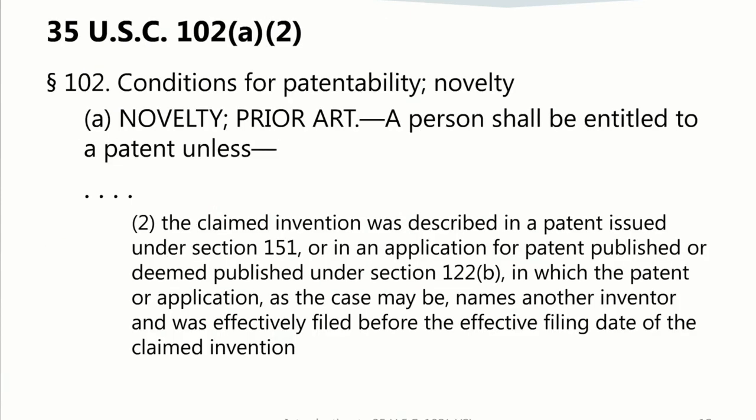Here's the statutory language. Notice that the statute mentions 3 kinds of documents that may be prior art under 102(a)(2). 1. A patent issued under Section 151. 2. A patent application published under Section 122(b). And 3. A patent application deemed published under Section 122(b). Note that each must name another inventor and must have been effectively filed before the effective filing date of the claimed invention. We will take a look at each kind of document on the next slide.